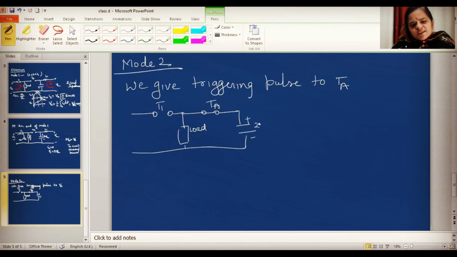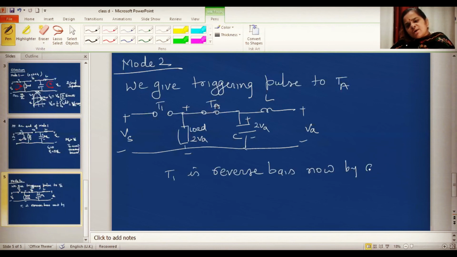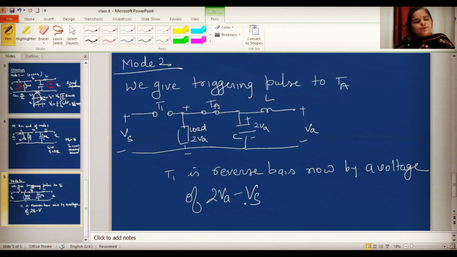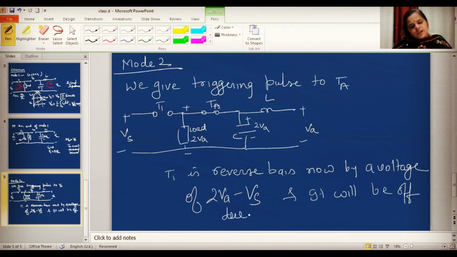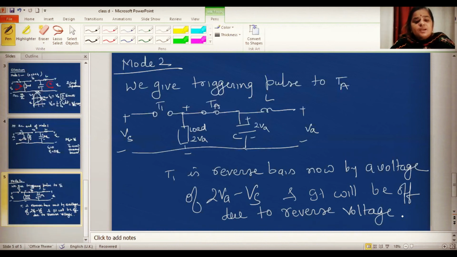Now this is plus, this is 2 Va, this is L, this is C, and this is plus minus Va. Now what will happen? Due to this TA short circuit, this capacitor voltage of 2 Va now appears here. So T1 is reverse biased by a voltage of 2 Va minus Vs, and it will be off due to the reverse voltage. That's why it is called a voltage commutation technique.